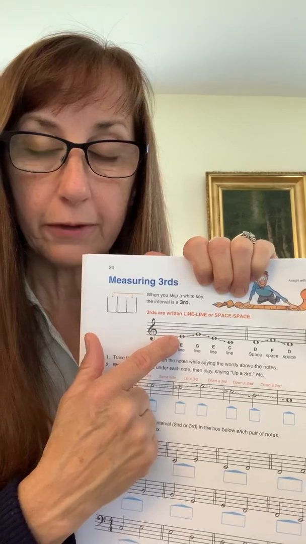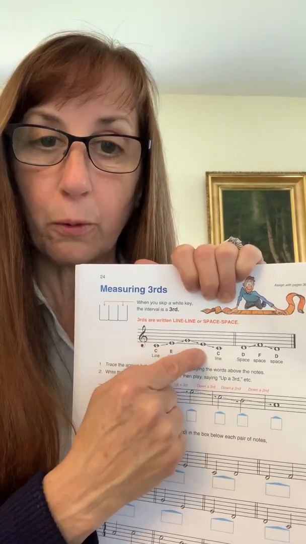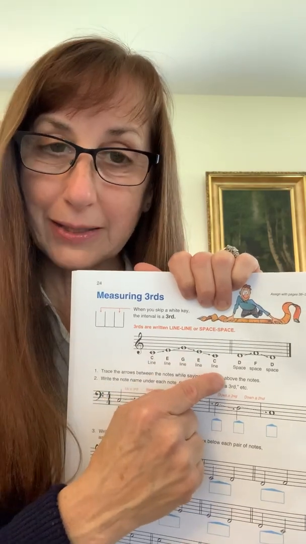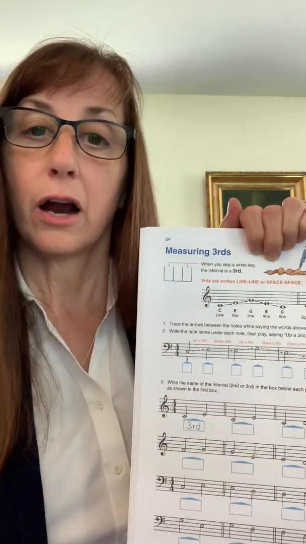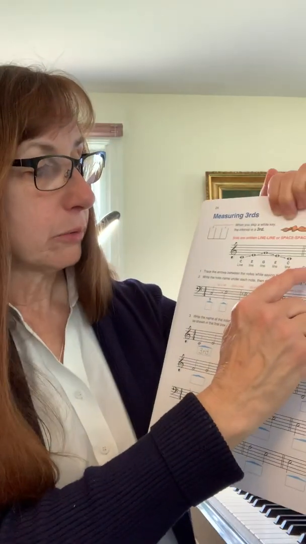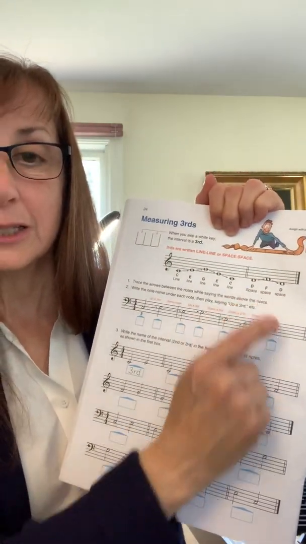When you skip a white key, the interval is a third. Thirds are written line to a line or space to a space. Remember, thirds go to the same thing. If you start on a line, you go to a line. If you start in a space, you go to a space. All right? So if I start on a C and I go up a third, I go to E. If I go up a third from there, I go to a G. If I go back down a third, I go back to the E, and if I go down a third again, I go to the C. So C, E, G, E, C are all line thirds. If I go D, F, D, then I'm using space thirds.